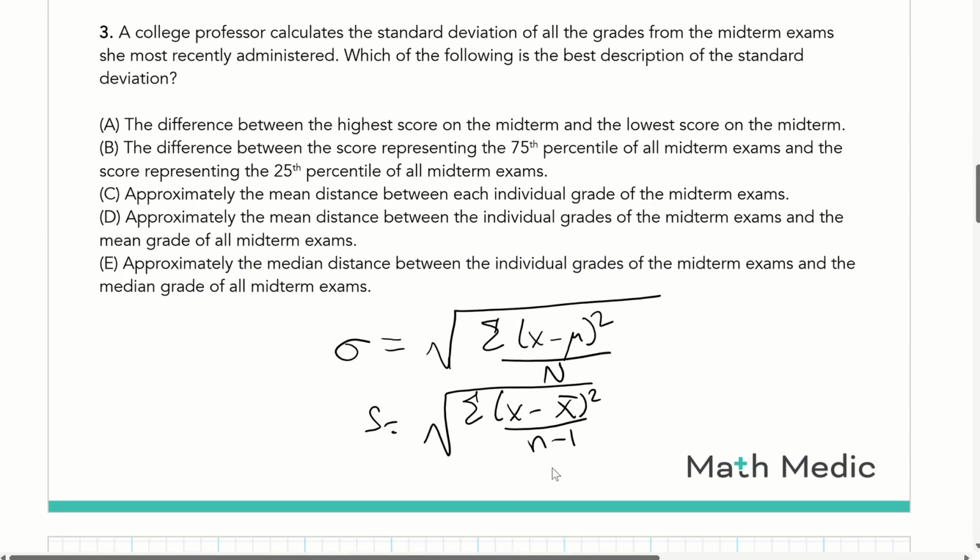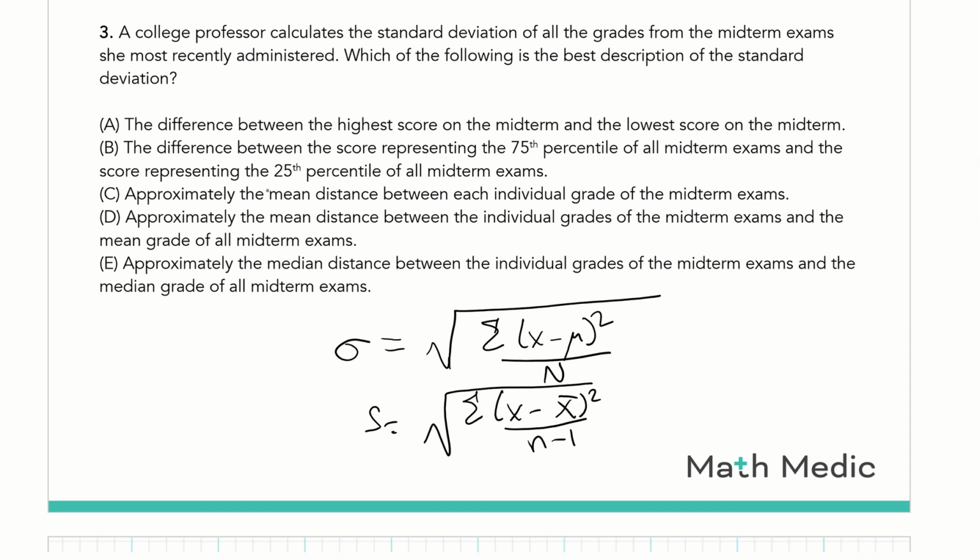So sample has n minus 1, and then the population has just n. Now, in any case, it's just an average. You're adding these scores up divided by how many you have. So it's an average, but it's an average distance from the individual values to the average. Okay, so it's the average distance of the individual data values from the average.